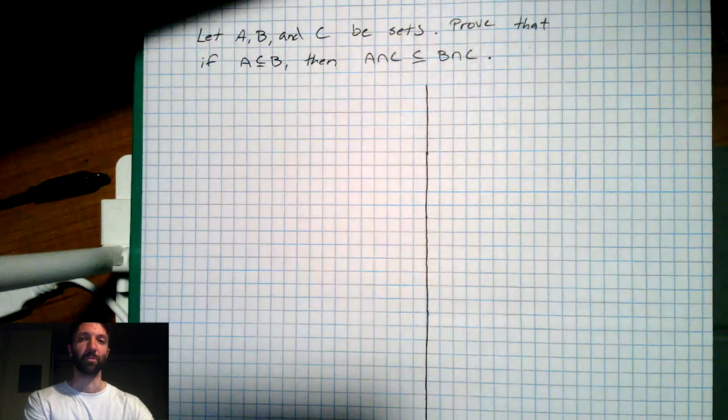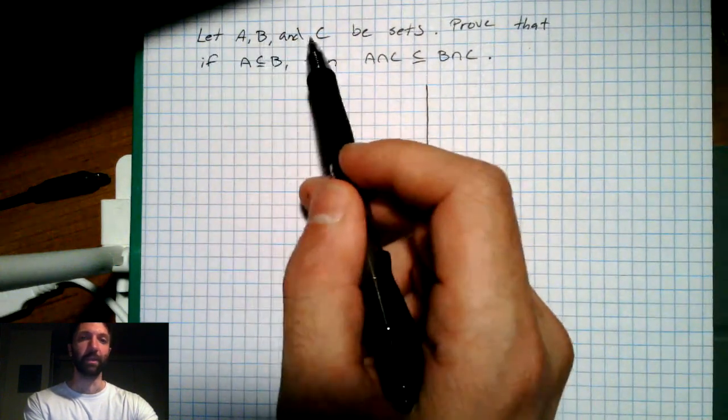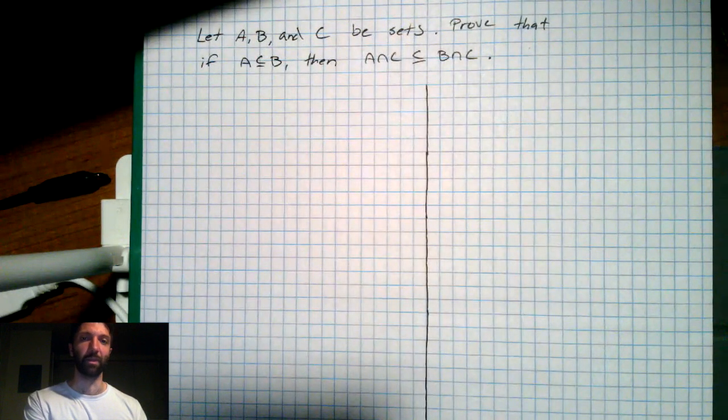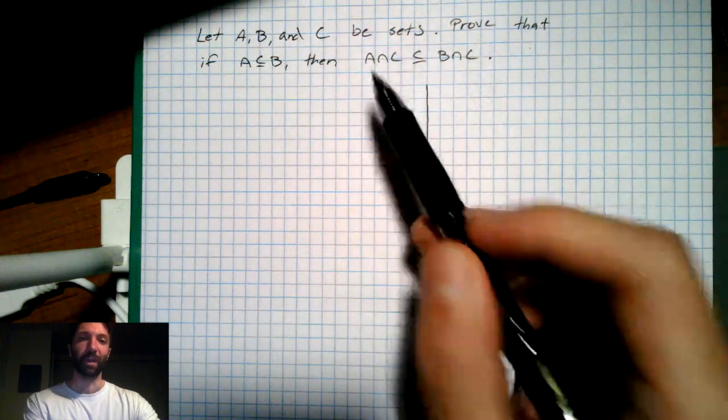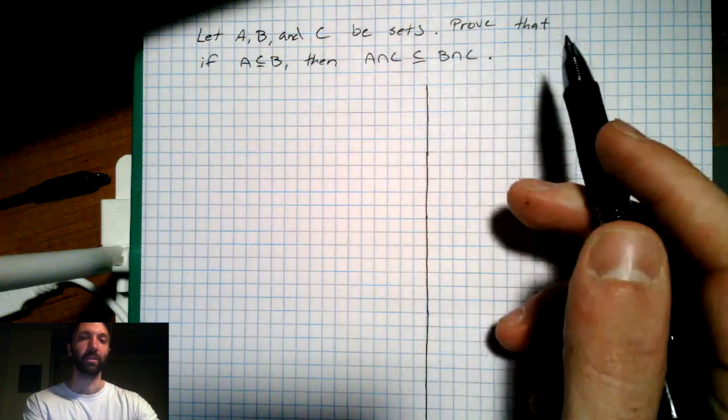So the problem starts by defining a few sets, A, B, and C. And the conditional statement that we're asked to prove is that if A is a subset of B, then the intersection of A and C is a subset of the intersection of B and C.